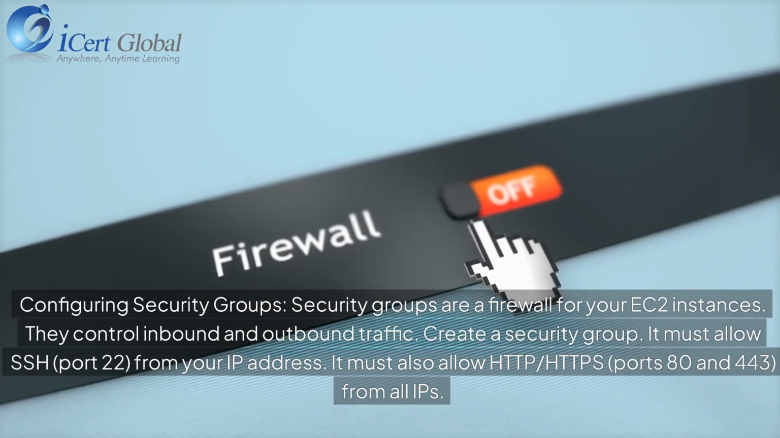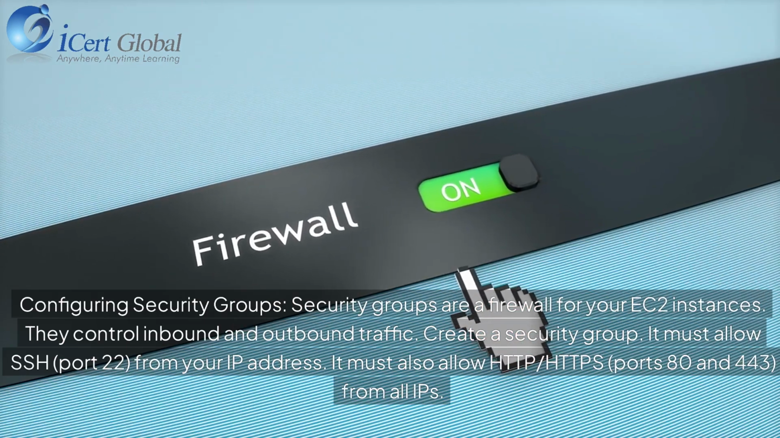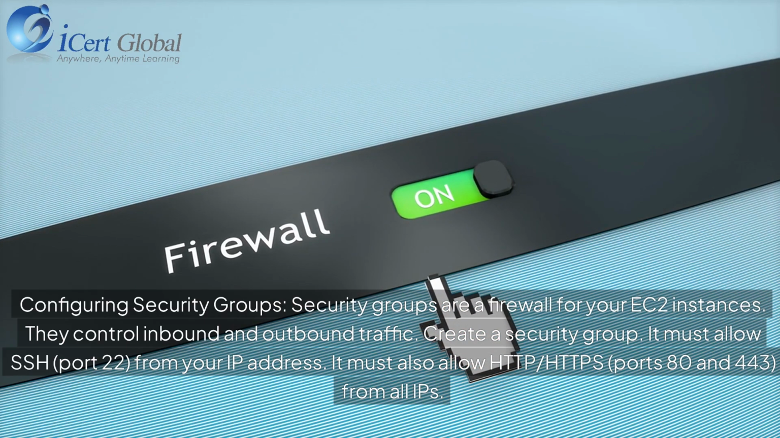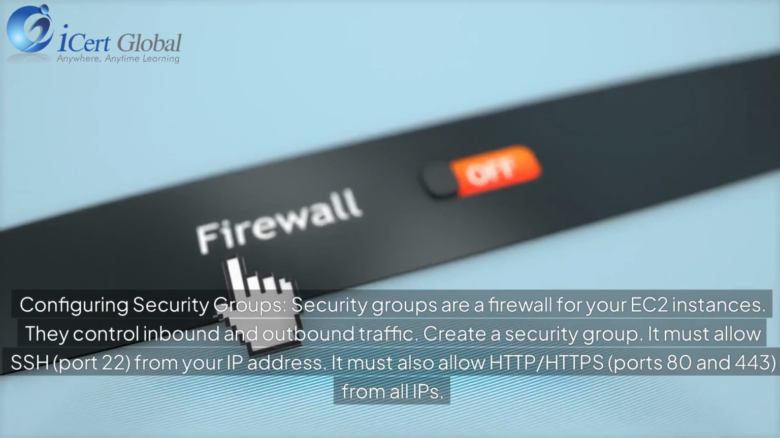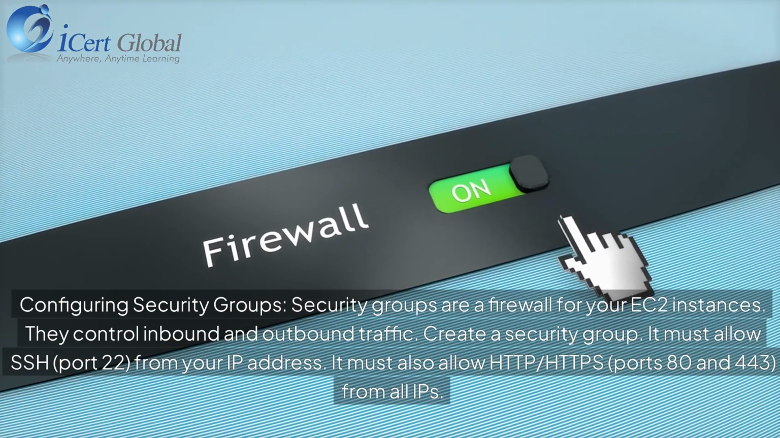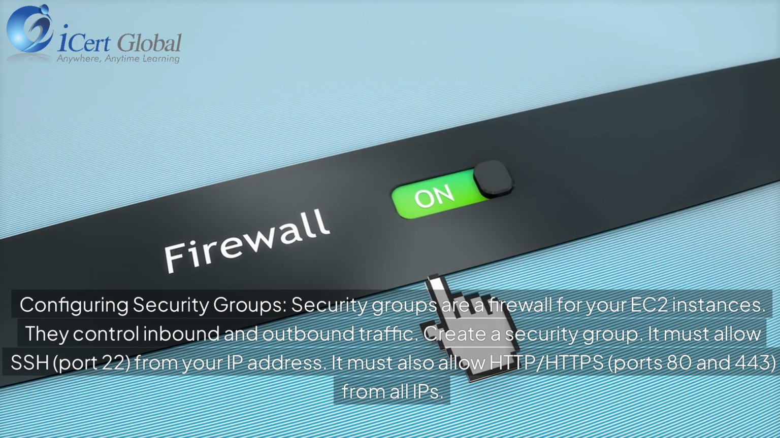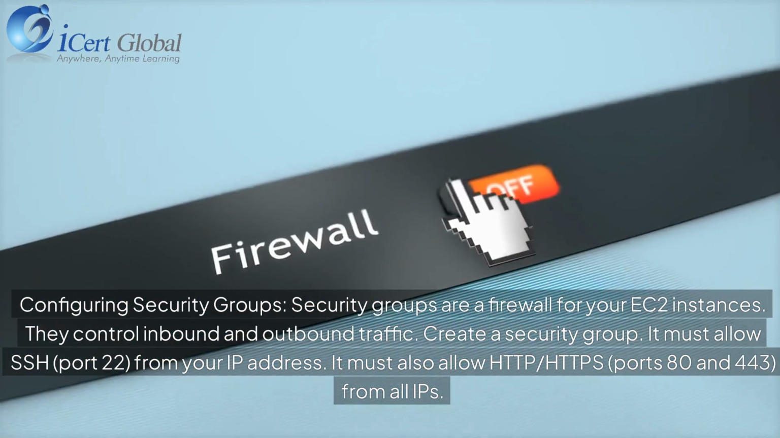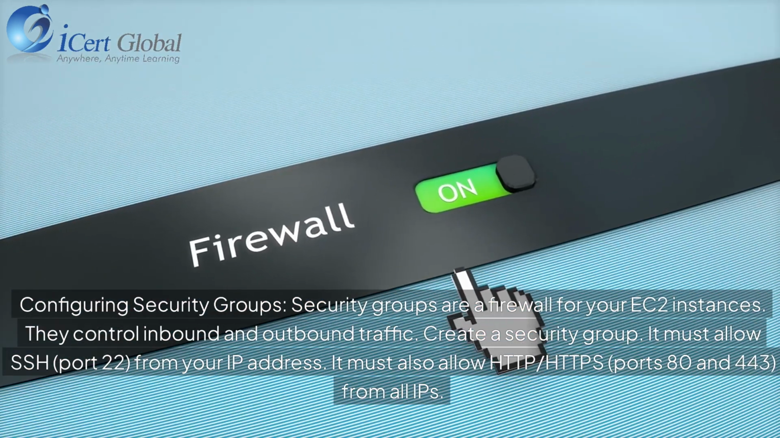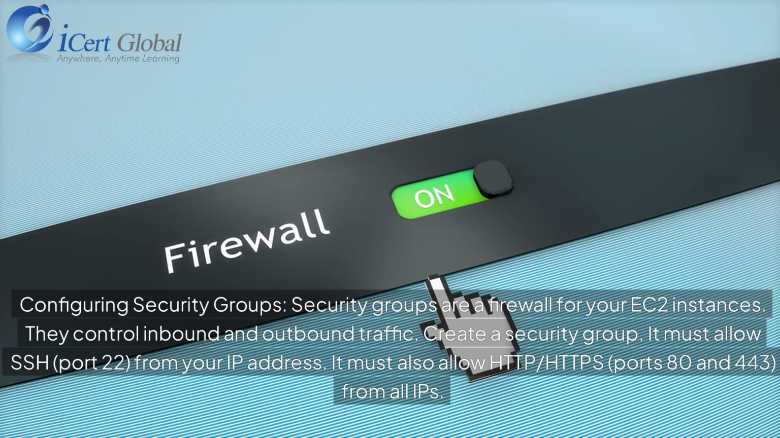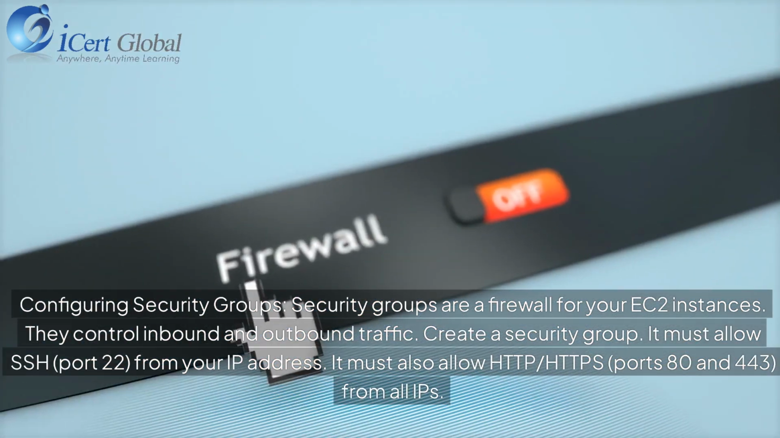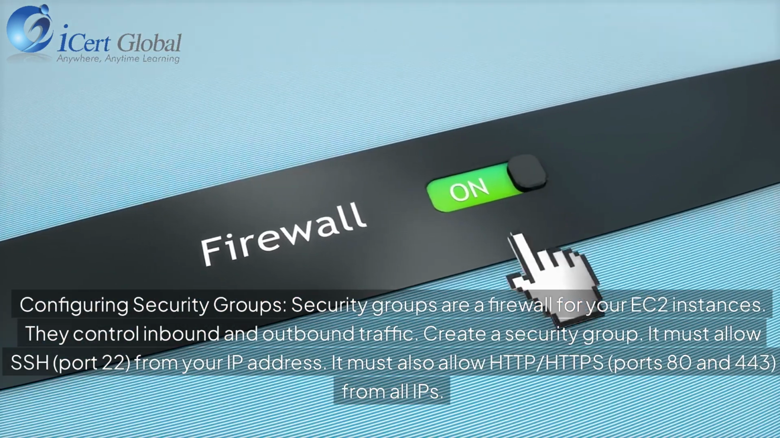Configuring security groups. Security groups are a firewall for your EC2 instances. They control inbound and outbound traffic. Create a security group. It must allow SSH, port 22, from your IP address. It must also allow HTTP, HTTPS, ports 80 and 443, from all IPs.